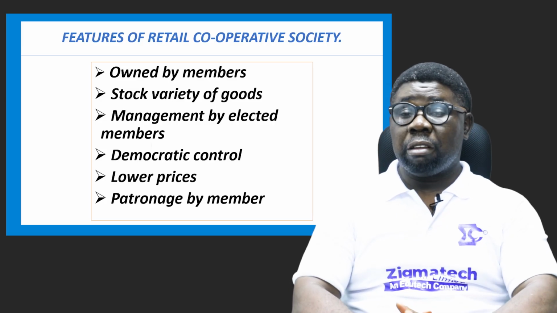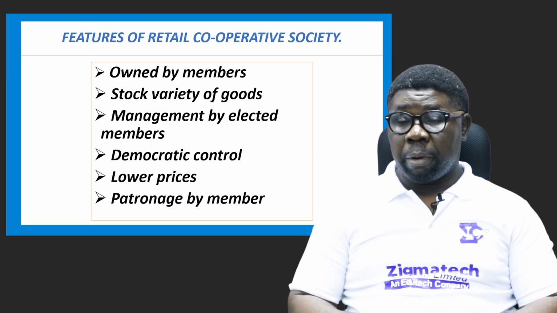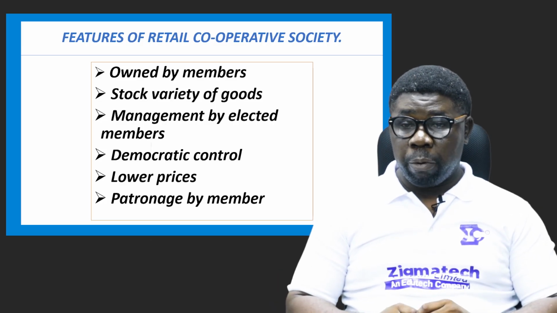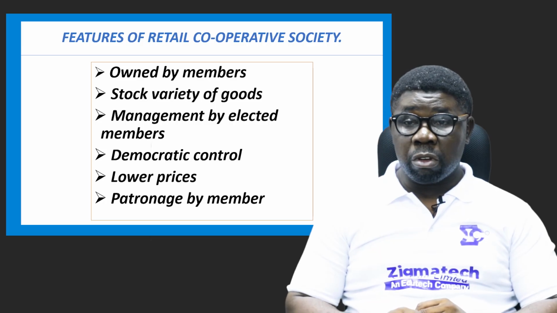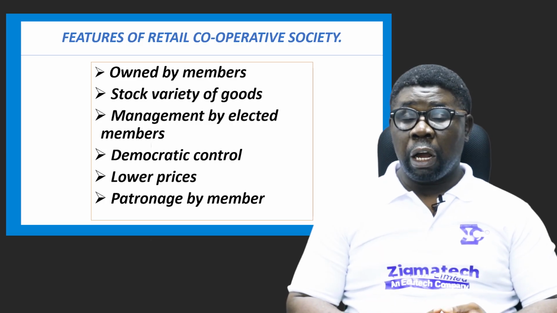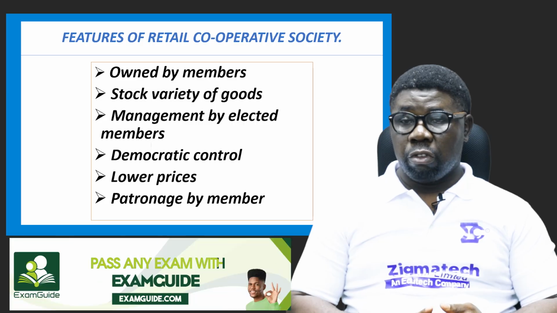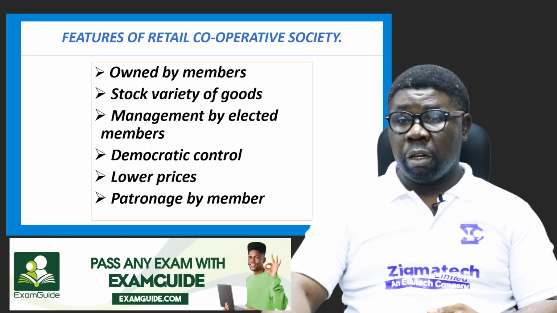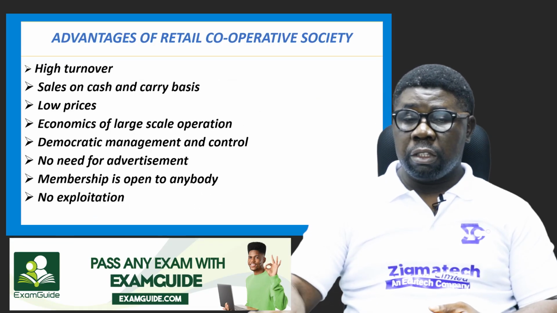Patronage by members. Members are the major patronage buyers of their products. They buy in bulk and sell mostly to their members, except when they have an outlet to sell to the public, of course. So these are the features of retail cooperative society.